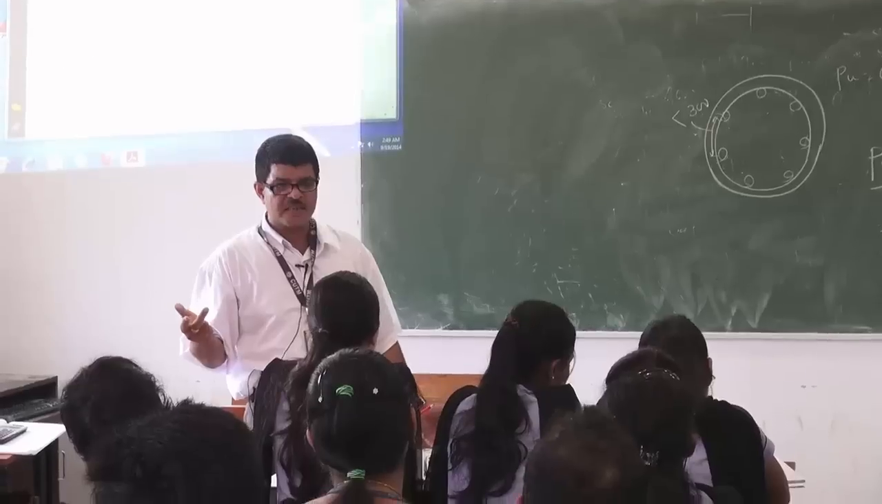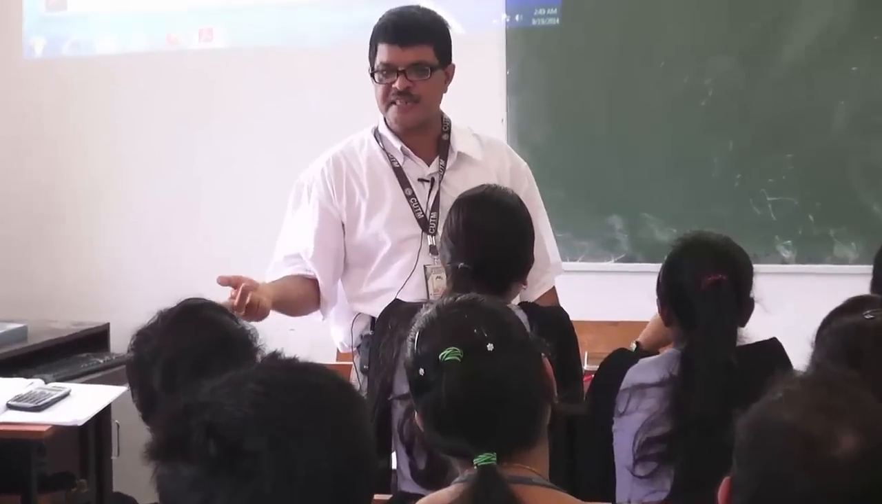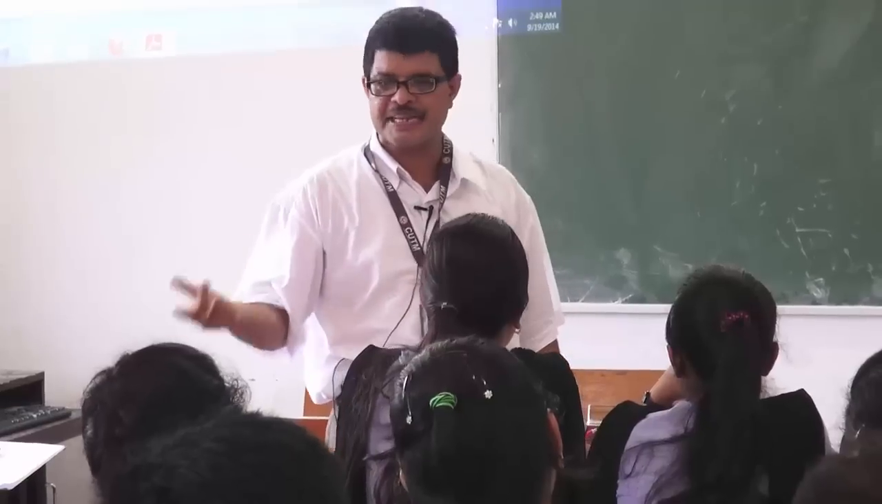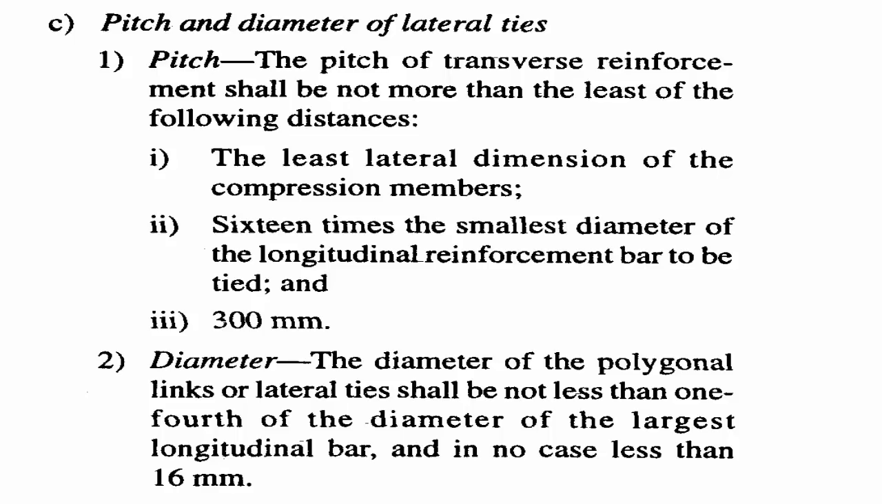But in the market, 8 mm is available. In the market, we are using Tor steel or HYSD bars. The minimum diameter available in the market is 8 mm. Generally, we use 8 mm bars as the links. Okay. Then what is the pitch?